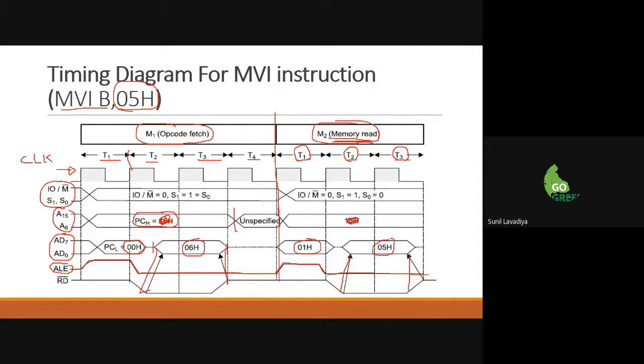IO/memory bar and S1 S0 for that one. As we are working with the memory part, IO/M bar is 0, S1 is 1, and S0 is also 1. For the opcode fetch, because it's opcode fetch, for the memory read it's 1 here and 0 here.